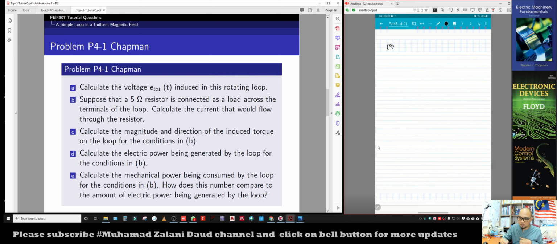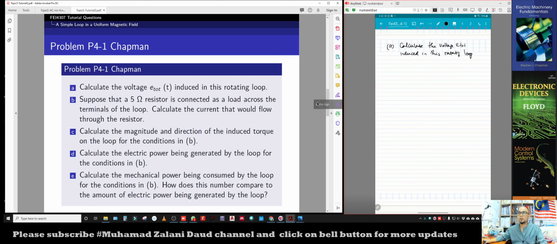Calculate induced voltage. Let me just rewrite the question again. Calculate the voltage E dot induced in this rotating loop.